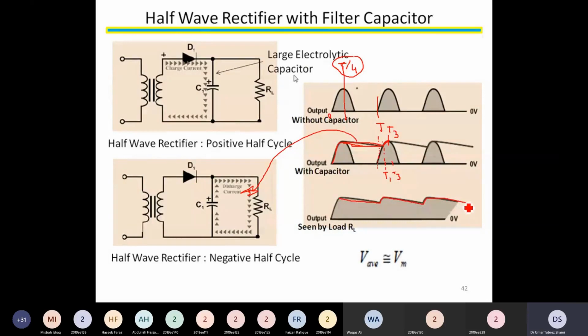If we had not used the capacitor, then the waveform seen by the load RL would have looked like this. This is the output voltage without capacitor C. And this is the voltage with capacitor C.